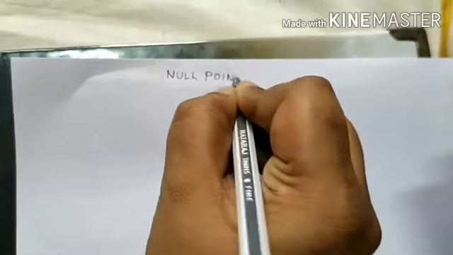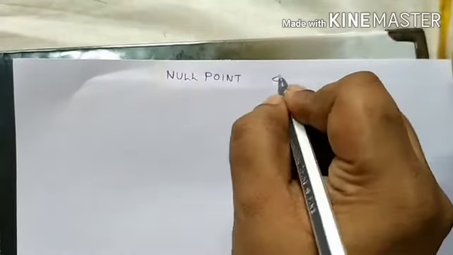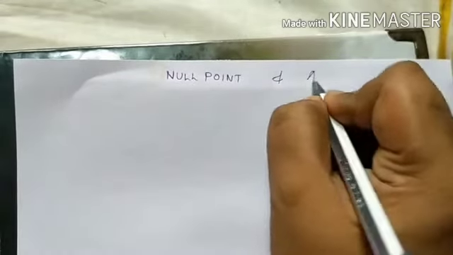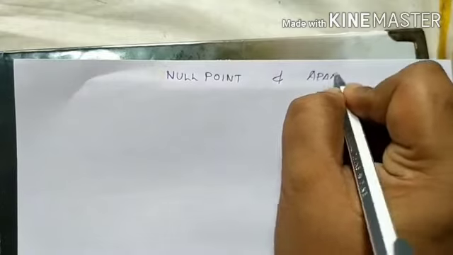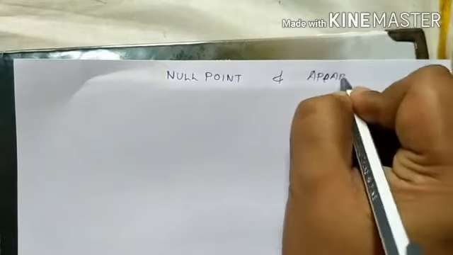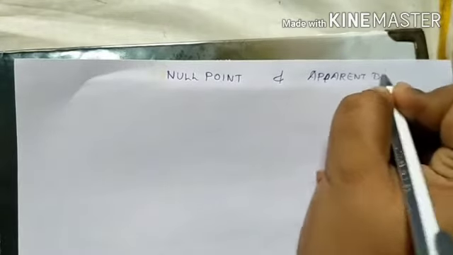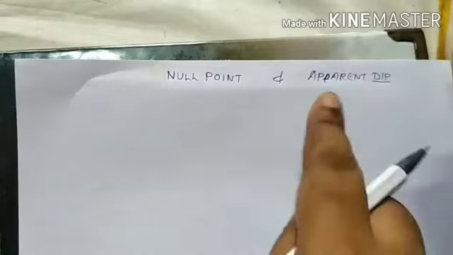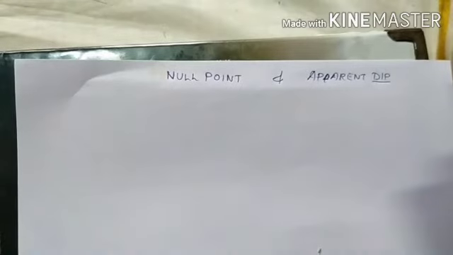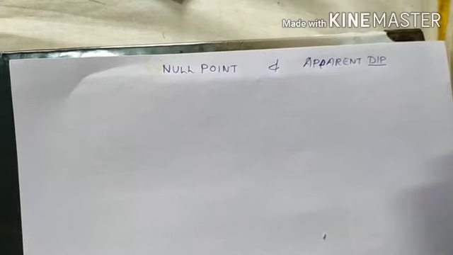So what is null point? As the name suggests, what do you mean by null? That means there is nothing at that point. Before we move to apparent dip, we have to understand what a null point is. If I consider a point where the magnetic field is zero, then that point is known as a null point.